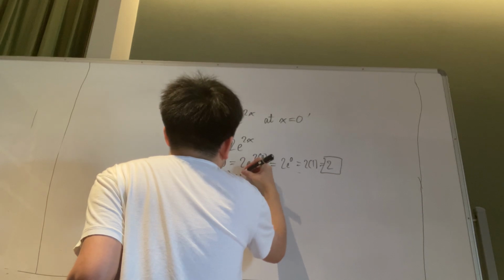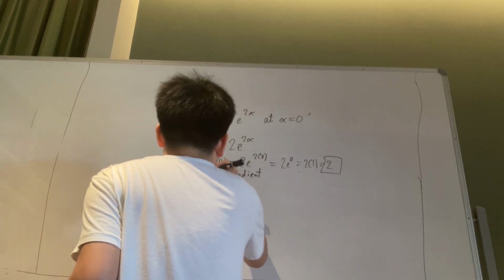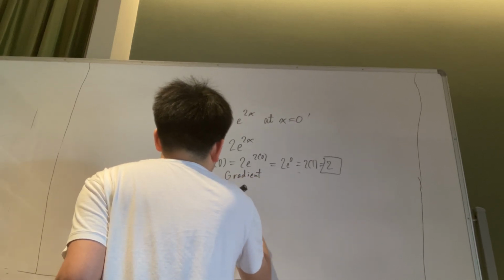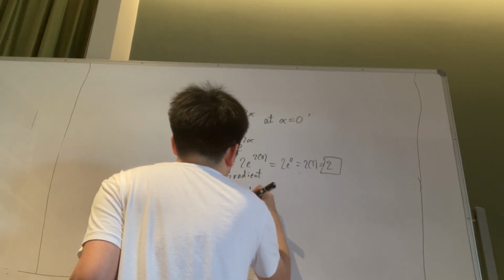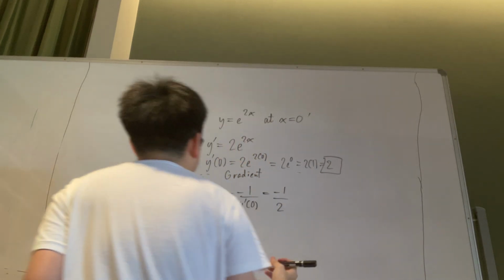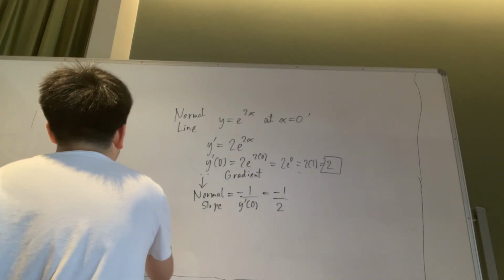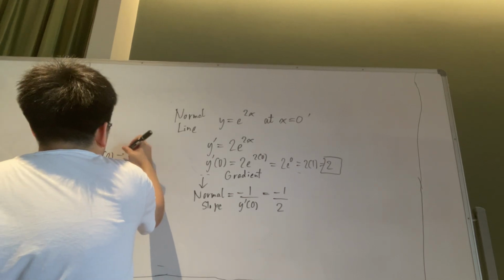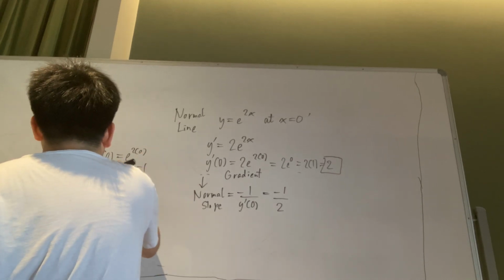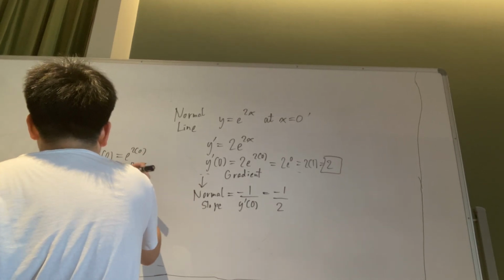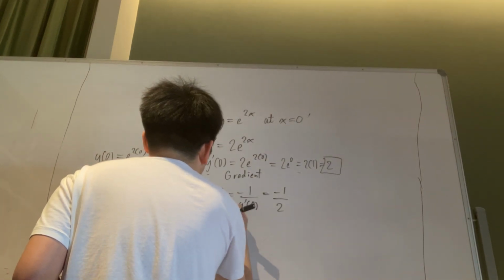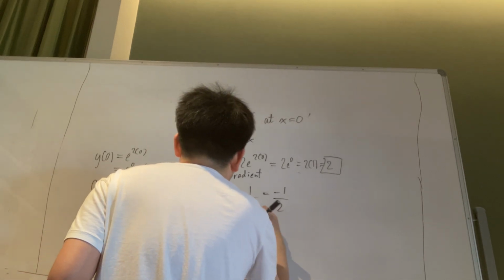So then this is the gradient, hence the normal slope equals negative 1 over y prime of 0, which is negative 1 over 2. And then once again we have y of 0 equals e to the 2 times 0, which is just e to the 0, that's 1. So we get (0, 1). So then the normal equation is y minus 1 equals negative 1/2 times x minus 0.